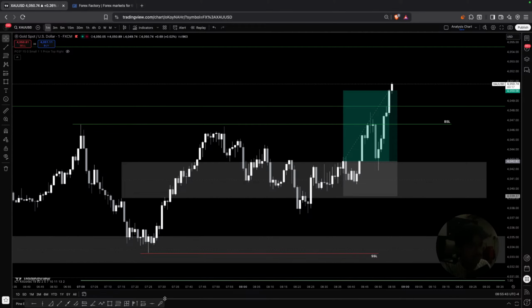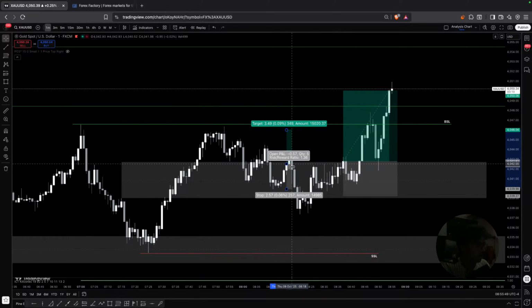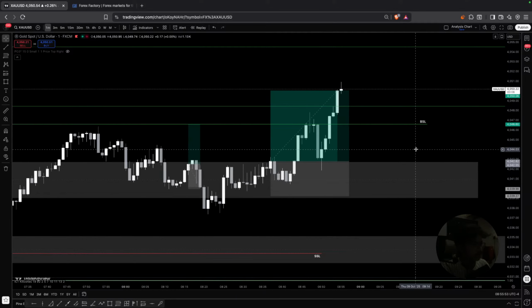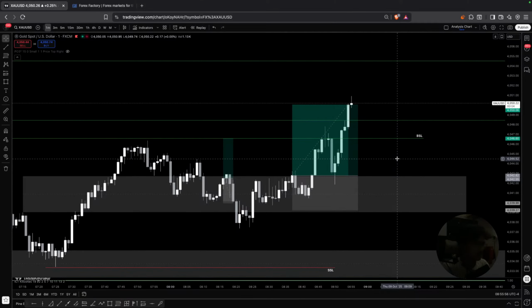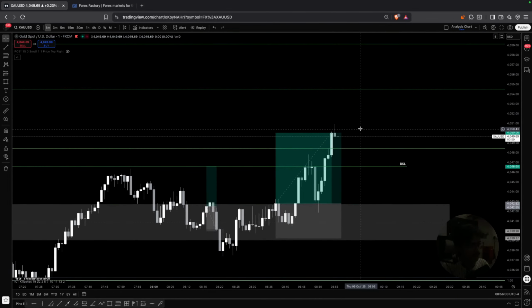So one entry that we took here, the stop loss was here. So one profit, one loss. It's fine. If you guys want, you can trail your stop losses and target higher and higher. But for me, it's fine.